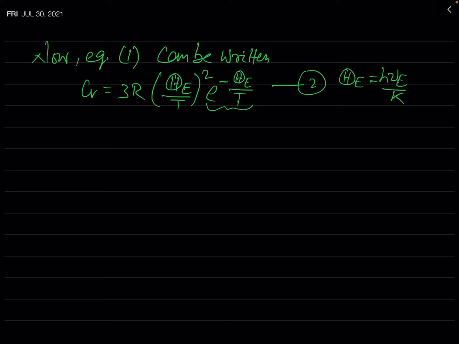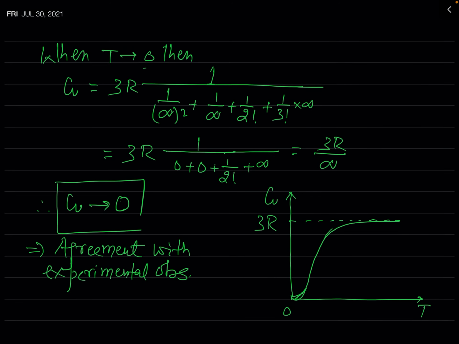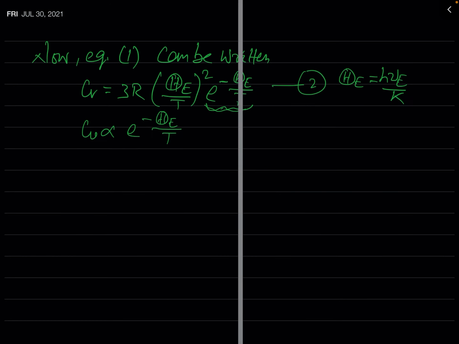So according to this equation, this Cv is proportional to e to the power minus theta E divided by T. Because in the low temperature region, this exponential factor will dominate over this algebraic function, (theta E by T) whole square. So this will be the deciding factor, and this decides that with decrease in temperature, Cv will decrease non-linearly. And this is your non-linear part of your graph, you can see it here.